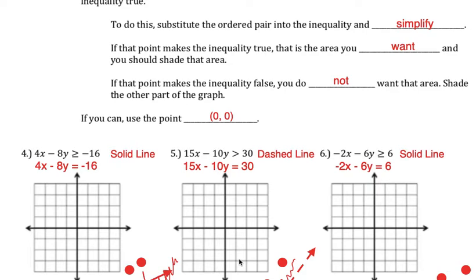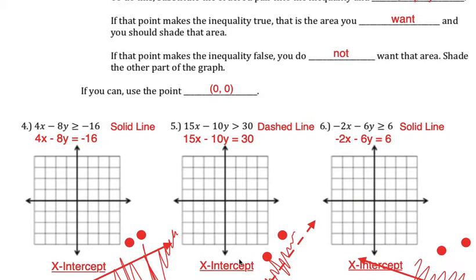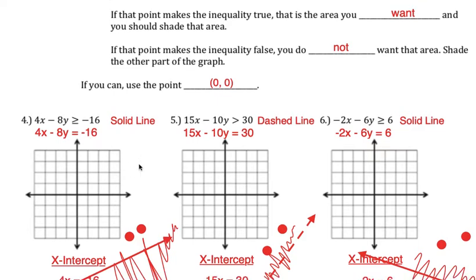The 3 examples we're going to look at begin with 4x minus 8 is greater than or equal to negative 16. That's the first one, so let's start there. We're going to graph this the same as if it was an equation. We'd want to find our x and y intercepts. Remember, to find the x-intercept, we plug in 0 for y and simplify. If I plug in 0 for y here, I would divide both sides by 4, and I know that my x-intercept is negative 4.